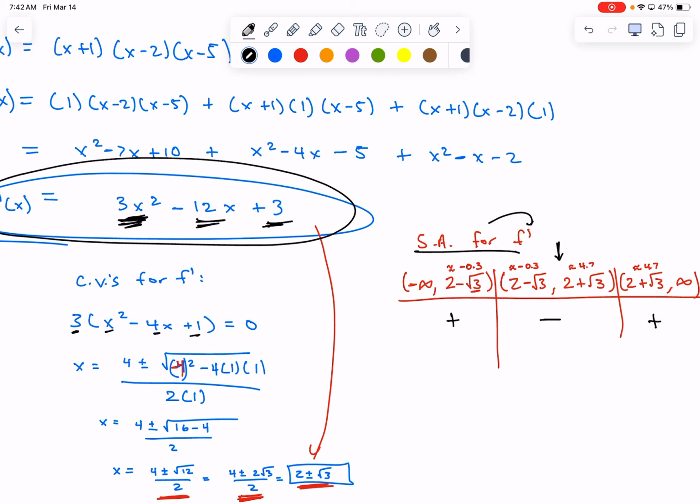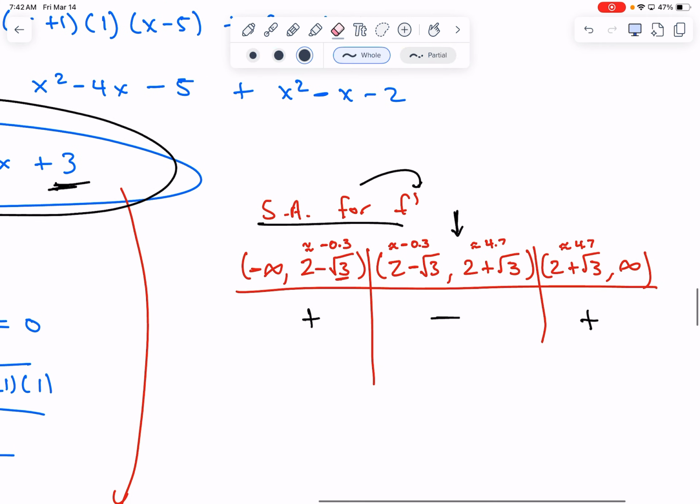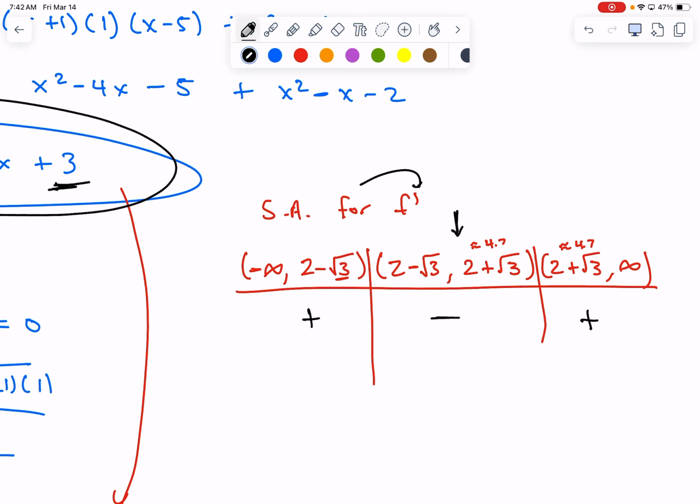Oh, 2 minus root 3. Mr. Morris is really good at estimating. 2 minus root 3. Y'all should have stopped me on this one. Good gravy, Mr. Morris. 2 minus root 3 is 2 minus 1.7, which is positive 0.3. Okay, this would be positive 0.3.